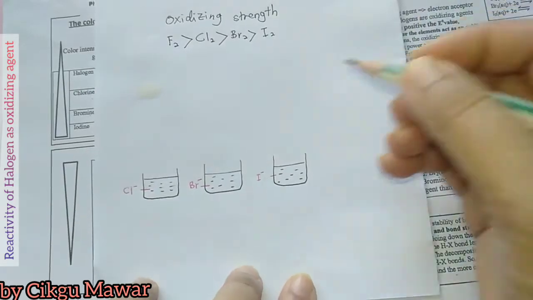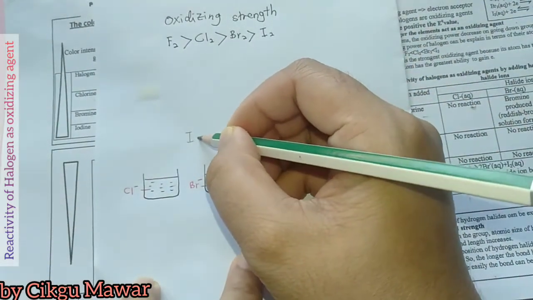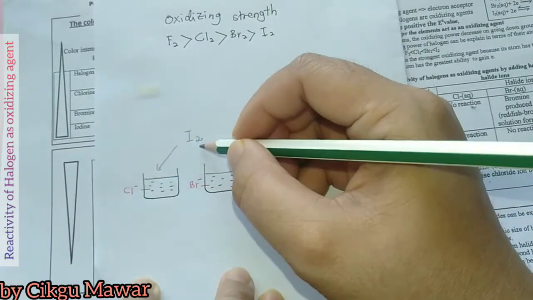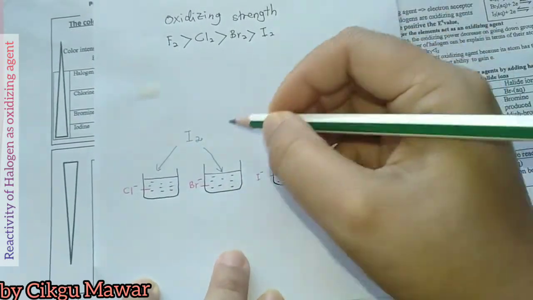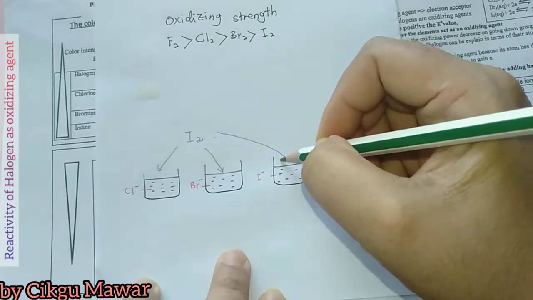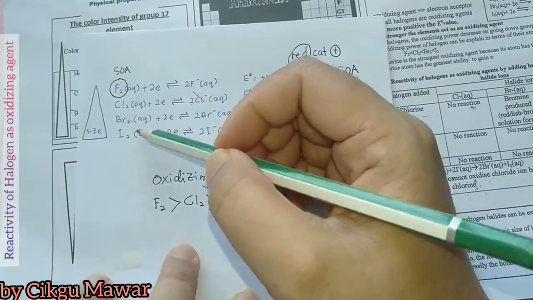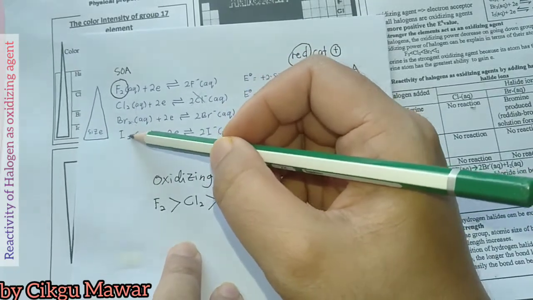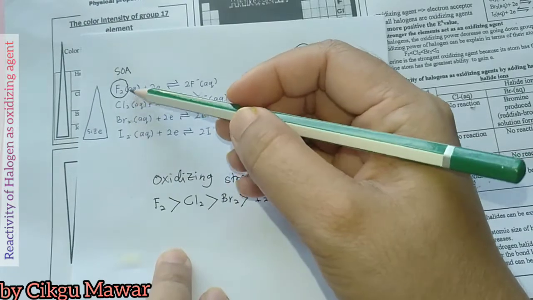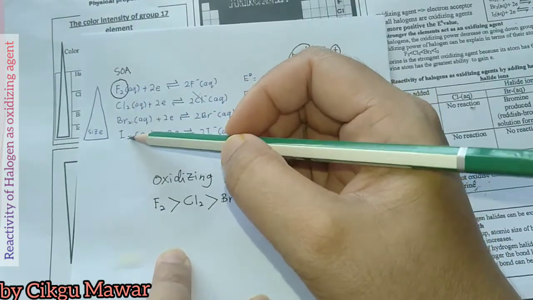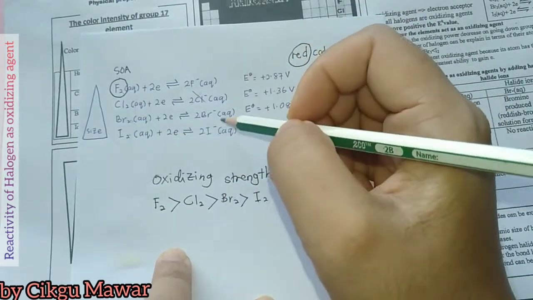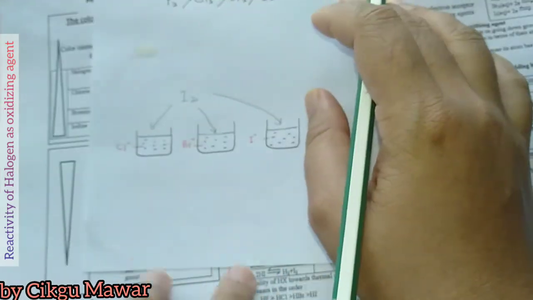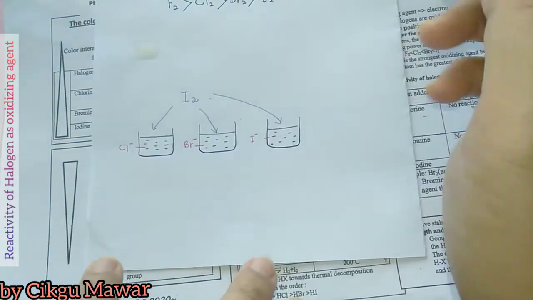For the third situation, we use iodine, a halogen. We try to put it into chloride ion, bromide ion, and iodide ion. Refer to the standard reduction potential. You know that iodine is the weakest oxidizing agent compared to the other halogens. So for sure this iodine cannot oxidize any of the halide ions. So what is the observation here?